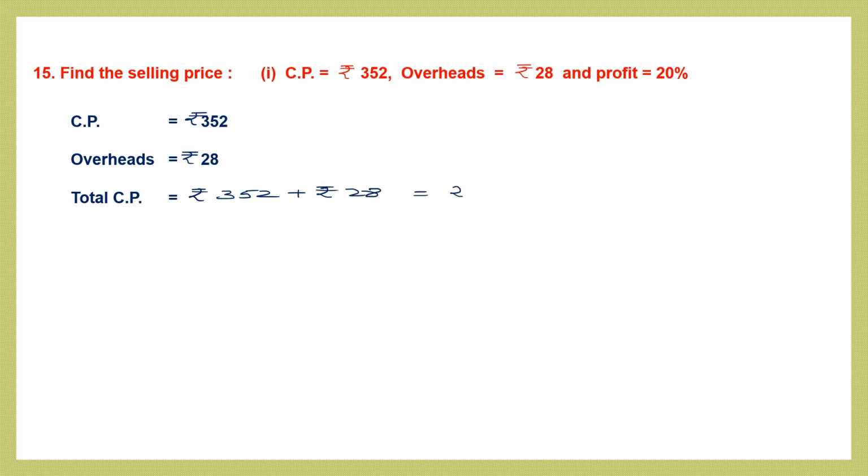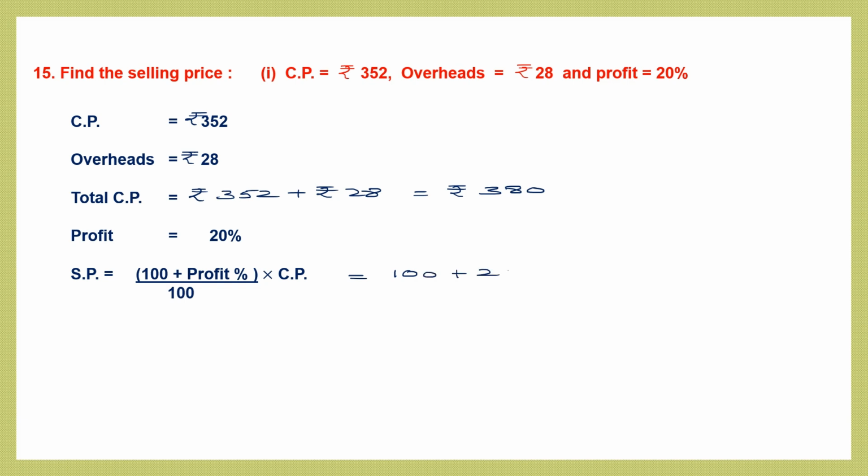This is equal to 380 rupees. Profit percent is given to us, 20%. Now we have to find the selling price. So when you have the cost price and the profit percent, use this formula to find selling price: 100 plus profit percent divided by 100 into the cost price. So let's do that. 100 plus profit percent, which is 20%, divide this by 100 and multiply with the cost price, which is 380 rupees. So this is equal to 120 divided by 100 into 380.